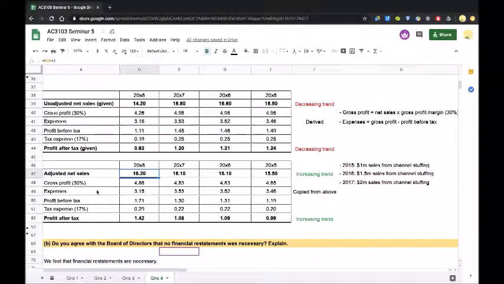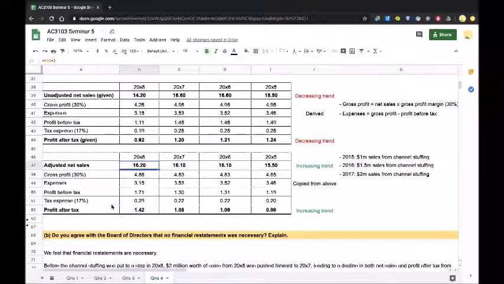And then, using the 30% gross profit margin, we arrive at the gross profit. And then the expenses were copied over from the above table. And after this, we arrive at profit before tax. And using the same tax rate of 17%, we arrive at the adjusted profit after tax. You can note here that for unadjusted figures, the profit after tax shows a decreasing trend from 2015 to 2018. However, after we adjust it, the profit after tax shows an increasing trend.